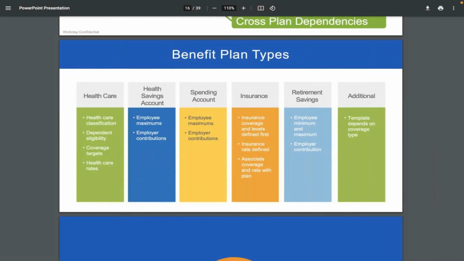Okay. What are the types of benefit plans we have? In Workday, we have around 6 types of benefit plans: healthcare, health savings account, spending account, insurance, retirement savings, and additional. Different customers may have different types of requirements. Our Workday benefit plans should match all the requirements. Let's see what each type of plan is.